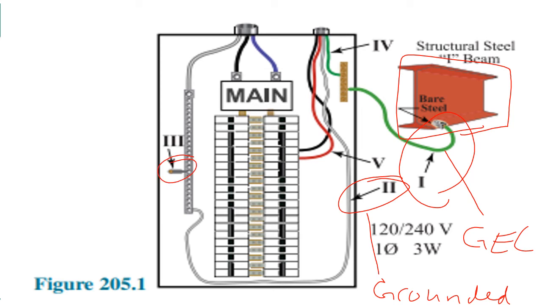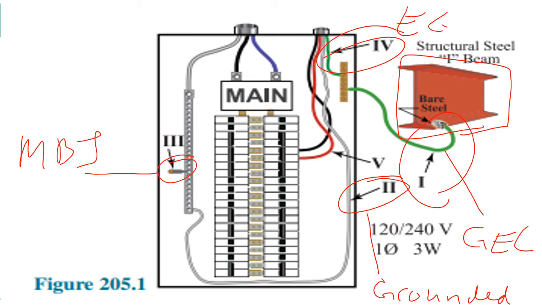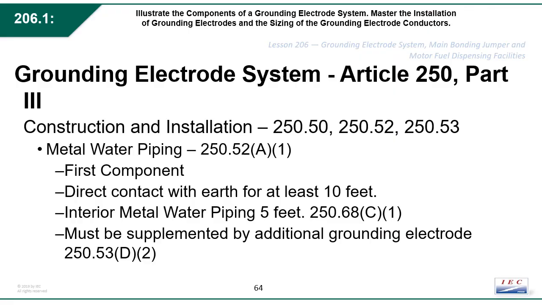Number 3 would be known as an MBJ, or a main bonding jumper. Number 4 would be an EGC, or an equipment grounding conductor. And number 5 would be our ungrounded conductors, or our hot wires for our branch circuit. So know your definitions, know your terms, and what goes where in a panel.